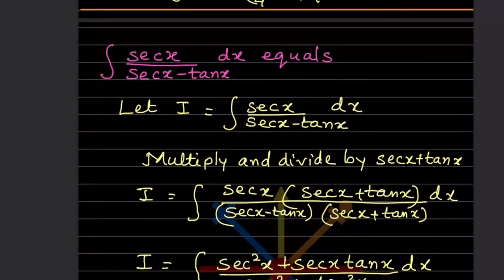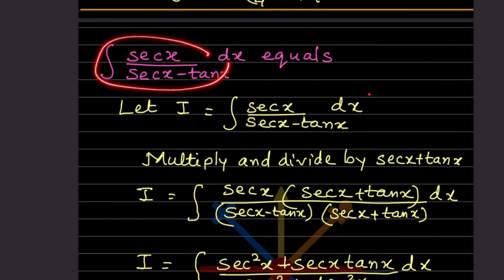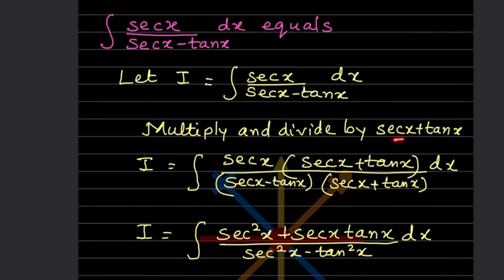Now, integration of sec x divided by sec x minus tan x equals. Let us consider this as I. What will we do now? We will multiply and divide by sec x plus tan x.